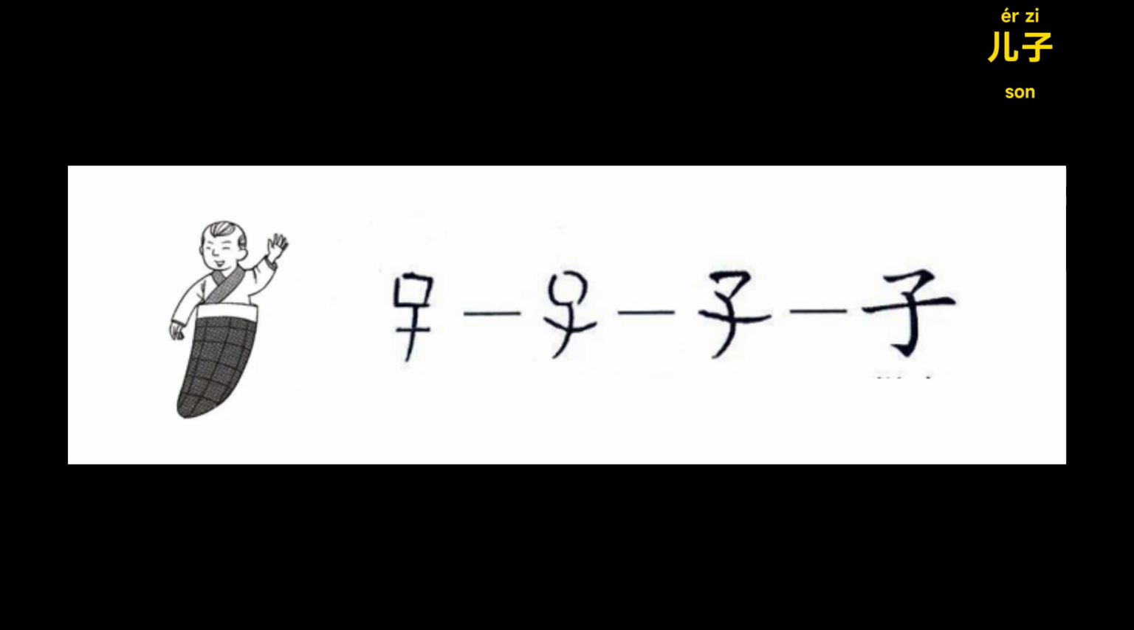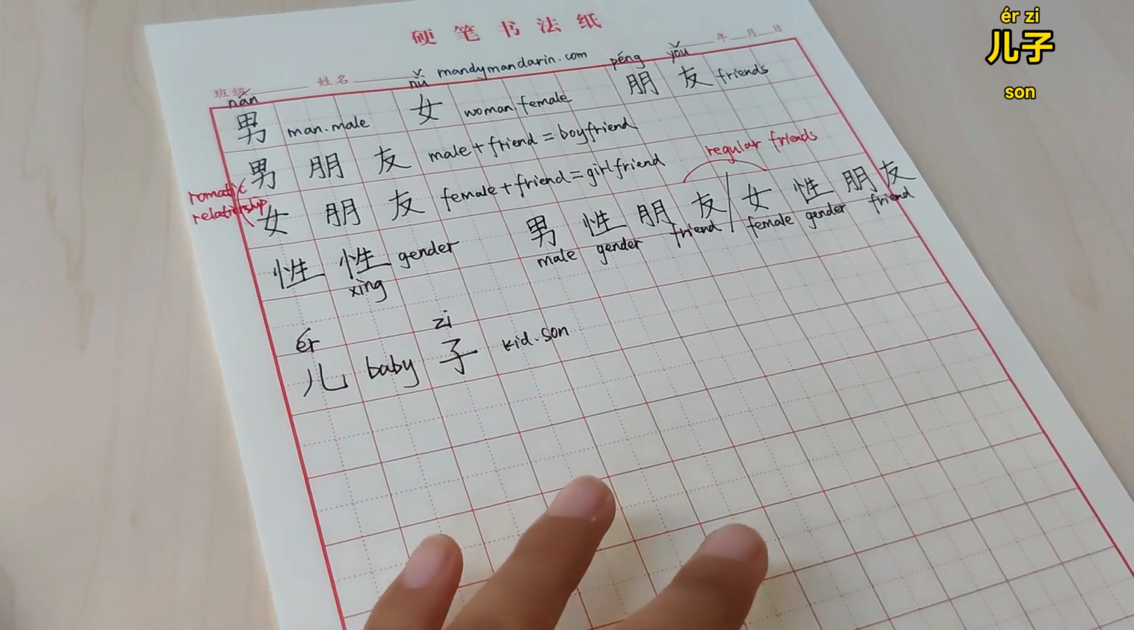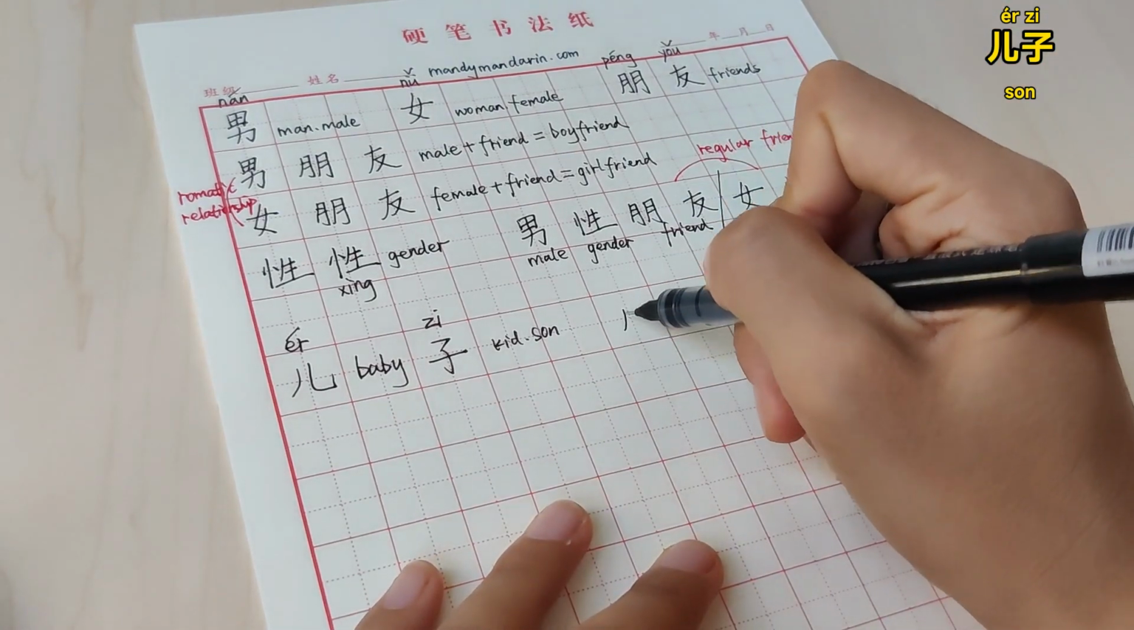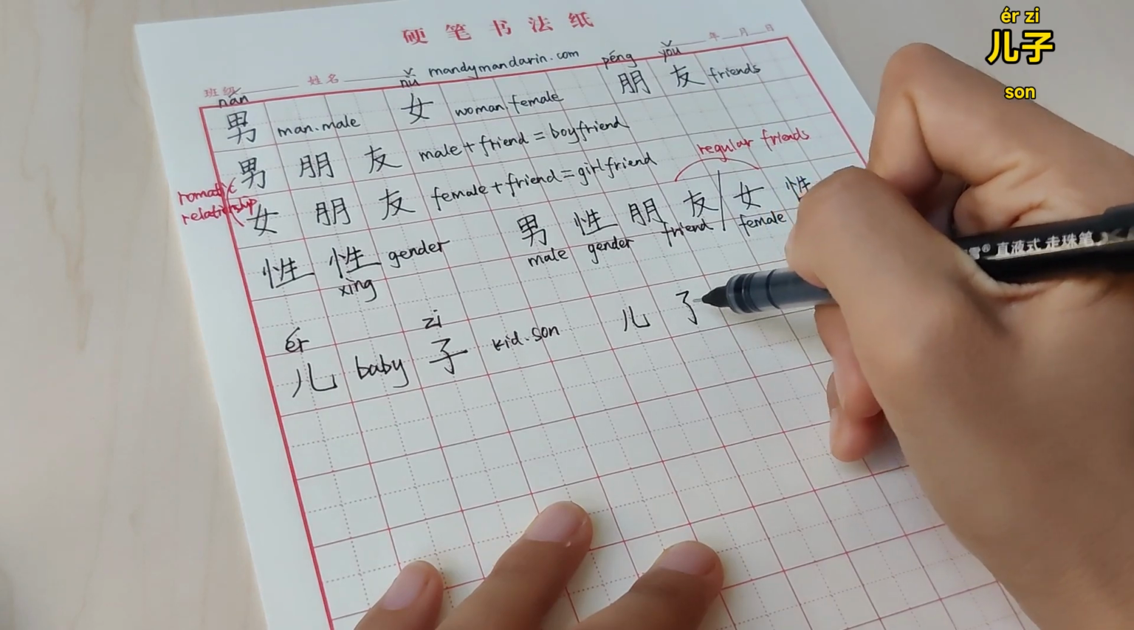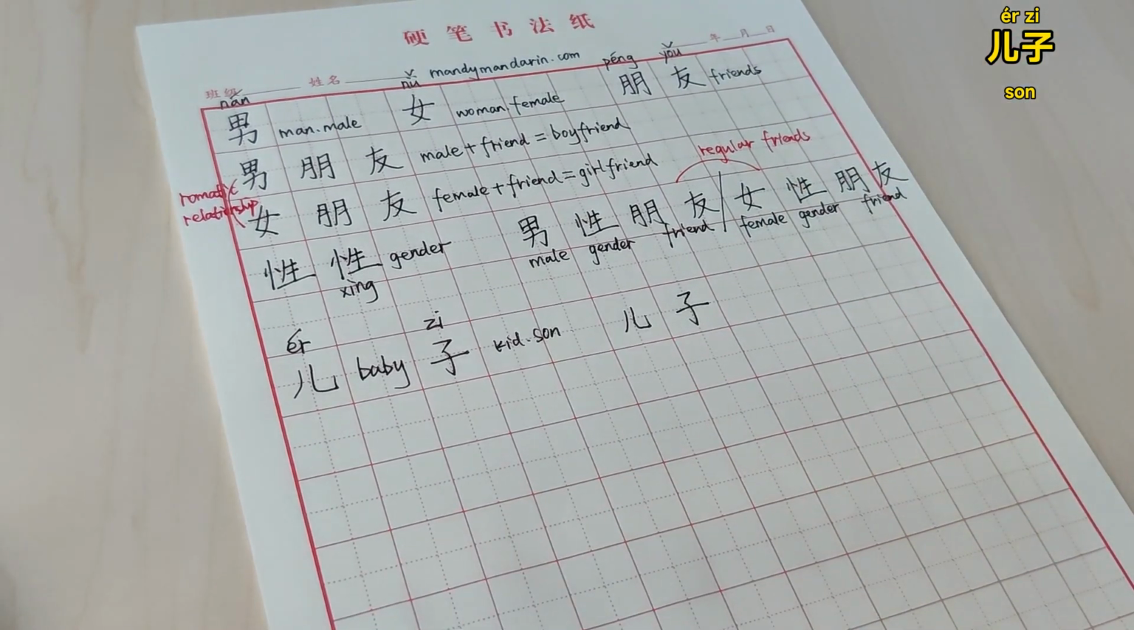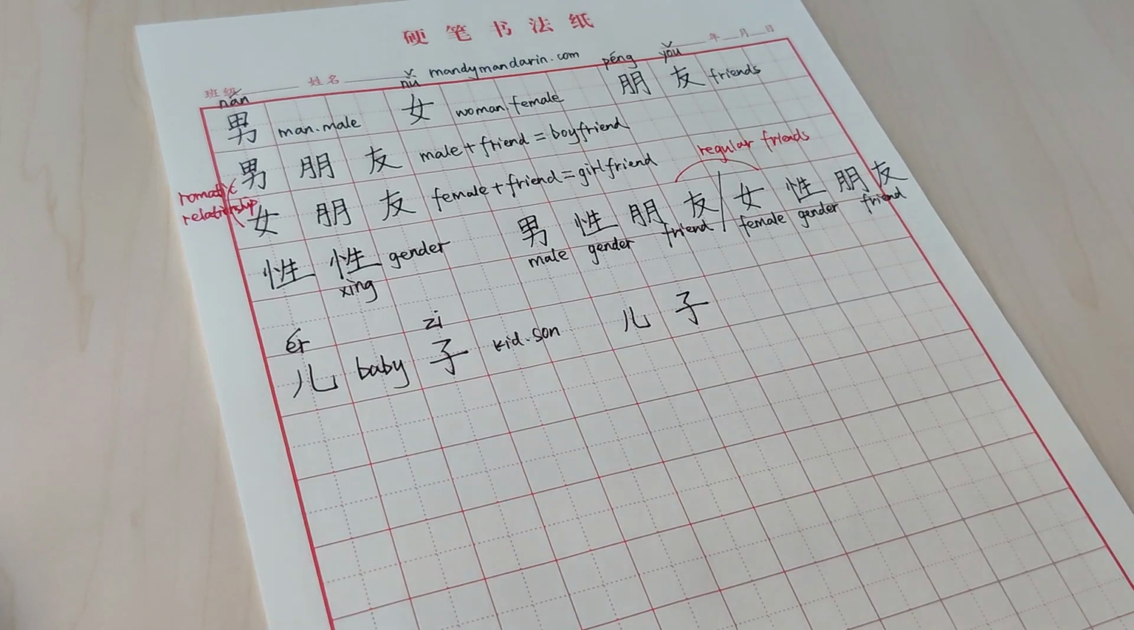And here's the picture of the evolution of the character 子. It's evolved from a picture of a baby, and the baby is reaching one of the arms out of the clothes. So to write 儿子 is quite simple. We just go 1, 2, and then 1, 2, 3. Very simple. As for the daughter, it is 女儿.